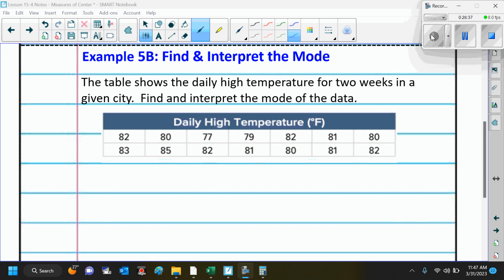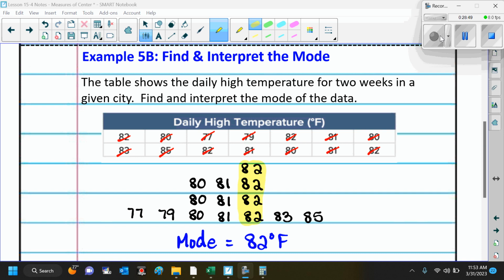It says the table shows the daily high temperature for 2 weeks in a given city. Find and interpret the mode of the data. So here, when we put the data in order and stack them up like this, you can see the highest stack is 82 degrees Fahrenheit. That means for 2 weeks, they had more 82-degree temperatures than any of the other temperatures.